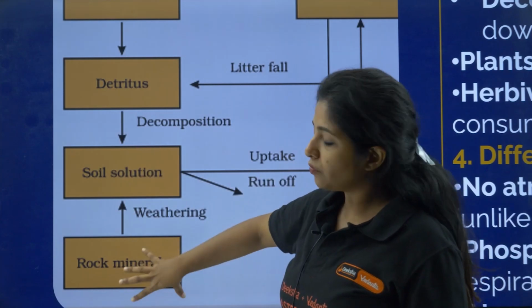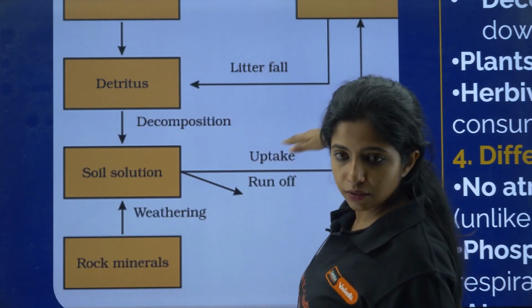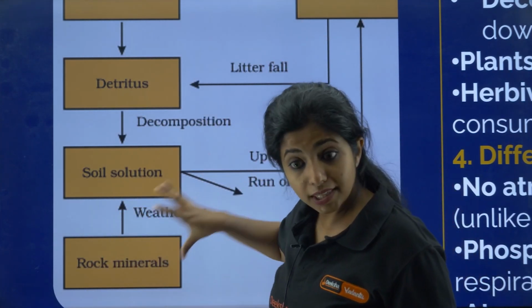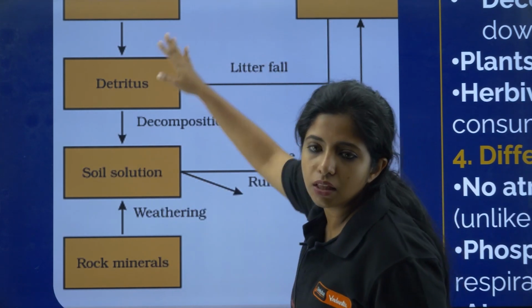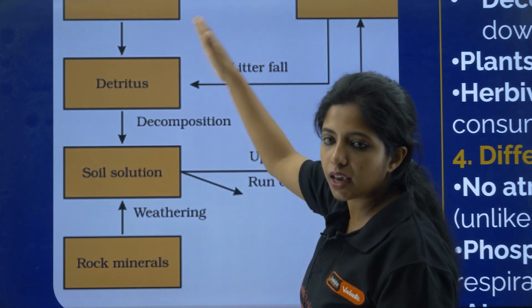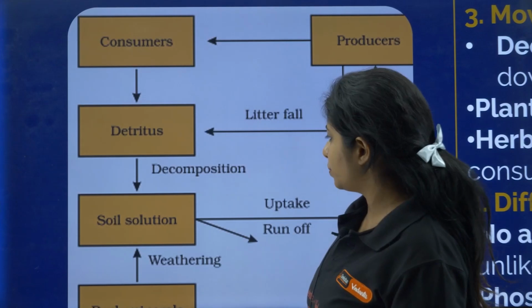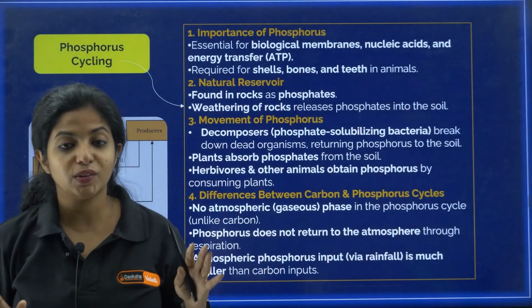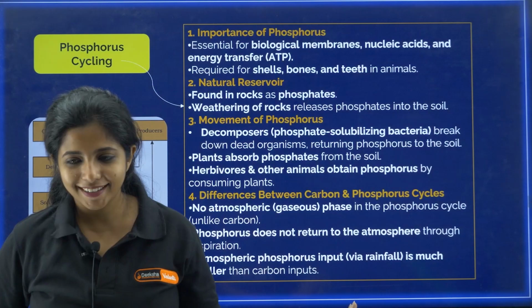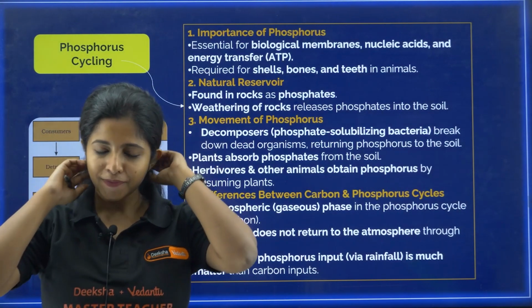In the soil solution, where do you get it from apart from this? The first thing is rock minerals. You got it from here, then you pass it down, and the whole cycle occurs again and again. I hope you understood the basic funda at least. Again, this is what is given in your NCERT, not beyond it. Fine.